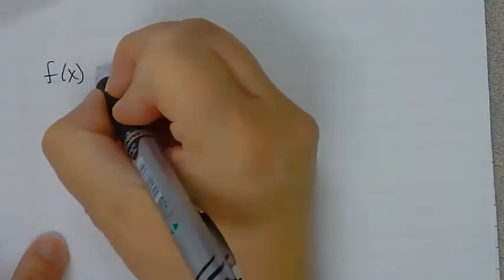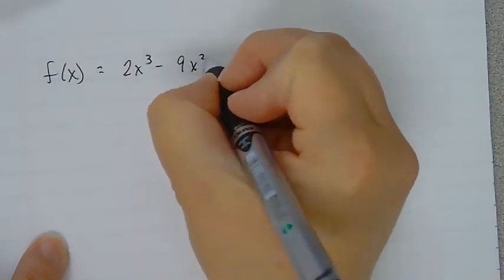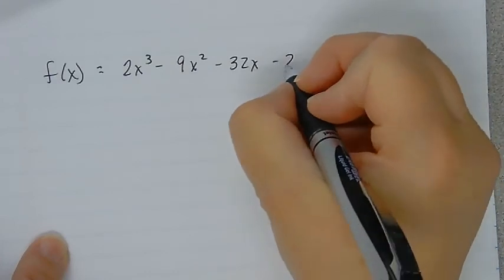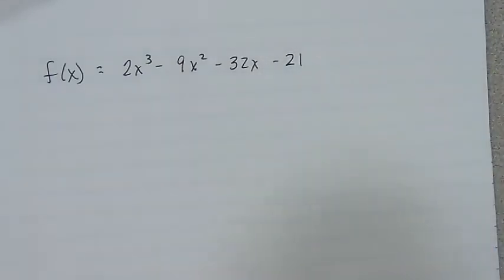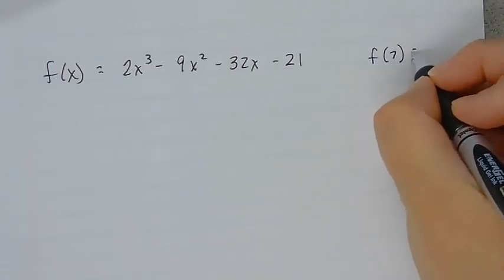Let's do one more problem. I'll have you pause it. And what we're going to do this time is try to find the factors, and we're going to try to find the zeros. So here's the polynomial we're going to start with. f of x equals 2x cubed minus 9x squared minus 32x minus 21. I'm going to tell you that one of the zeros to start with is 7.